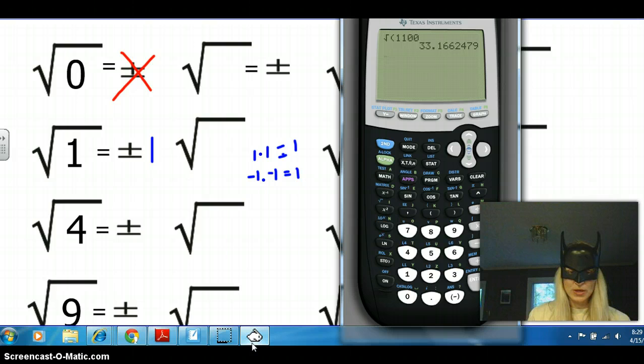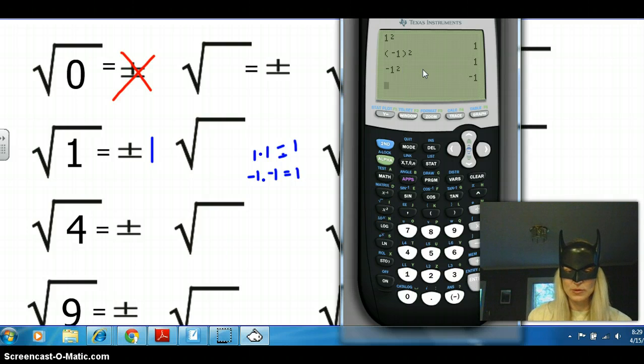And if you bring up your calculator here and you think about it, if you have 1 squared, that will give you 1. If you have negative 1 squared, that will give you 1 as well. However, I want you to pay attention to this. If I do negative 1 squared, I get negative 1.